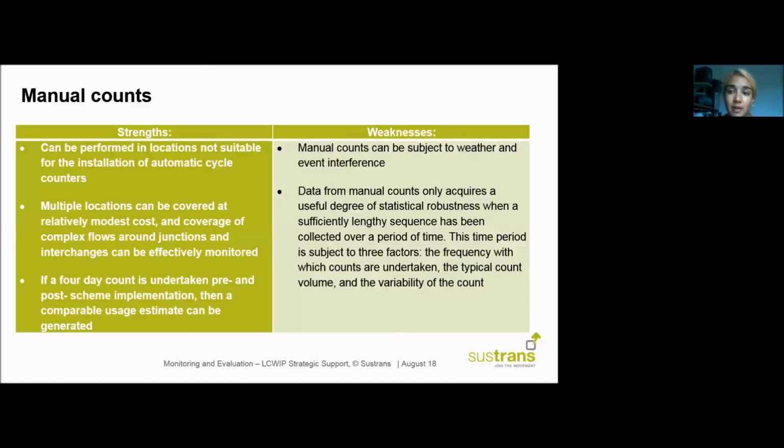As I said, they can be subject to weather interference or event interference, so it's best not to schedule manual counts for days when there might be a fun run, for example, taking place. And as I said, manual counts are only statistically robust if the data is collected over sufficient time periods. That's a sufficient number of hours per day and a sufficient number of days to be able to capture enough variation that you can have confidence that the results are representative of usage as a whole.